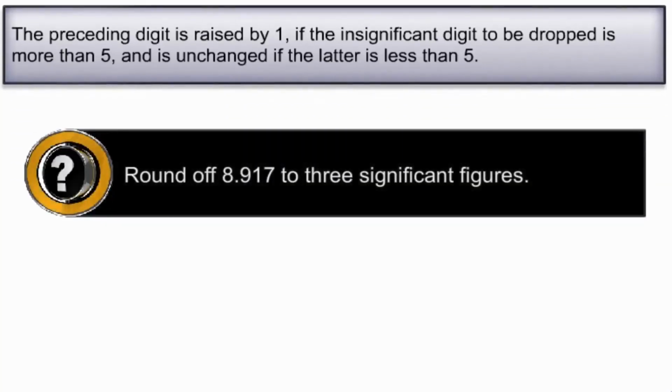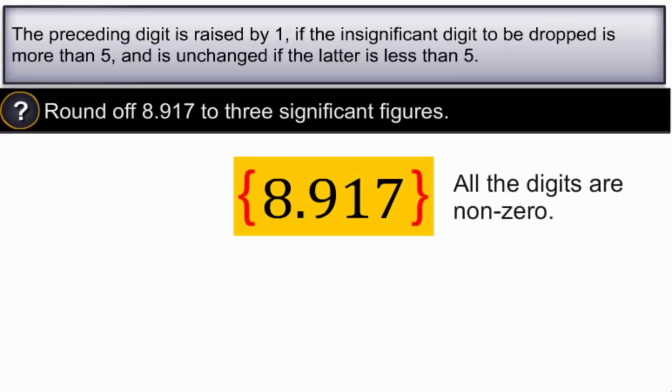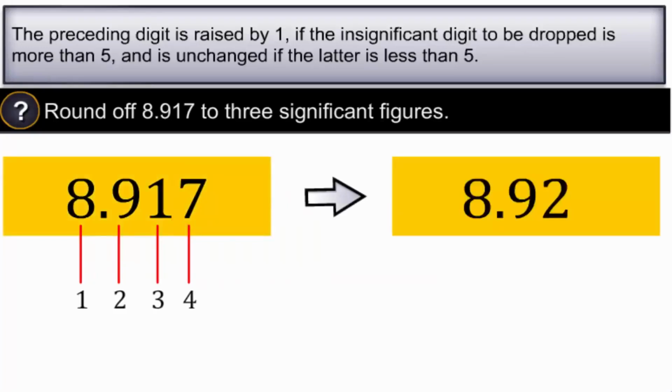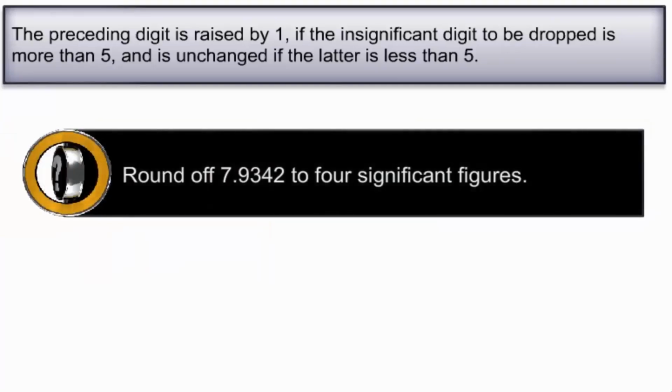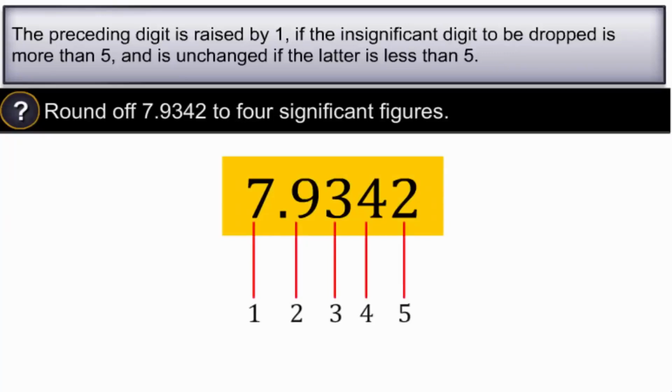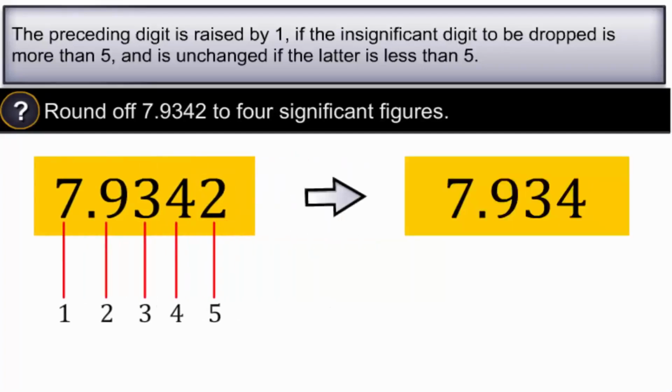Here is an example. We will round off 8.917 to 3 significant figures. This number has non-zero digits and there are 4 significant figures. In the decimal place, we will round off 7, resulting in the number 8.92. Here is another example. Round off 7.9342 to 4 significant figures. This number has non-zero digits and there are 5 significant figures. In the decimal place, we will round off 2, resulting in the number 7.934 as the number to be dropped, which is 2, is less than 5.